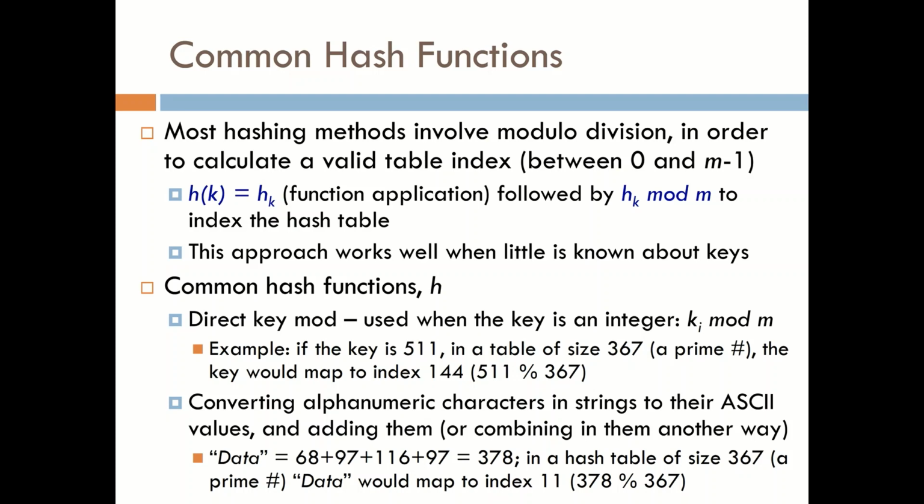How did I get that? I take my 511, which is my key value, and I mod it by m, in this case 367. That gives me a remainder of 144, and that is where I place this particular data item.